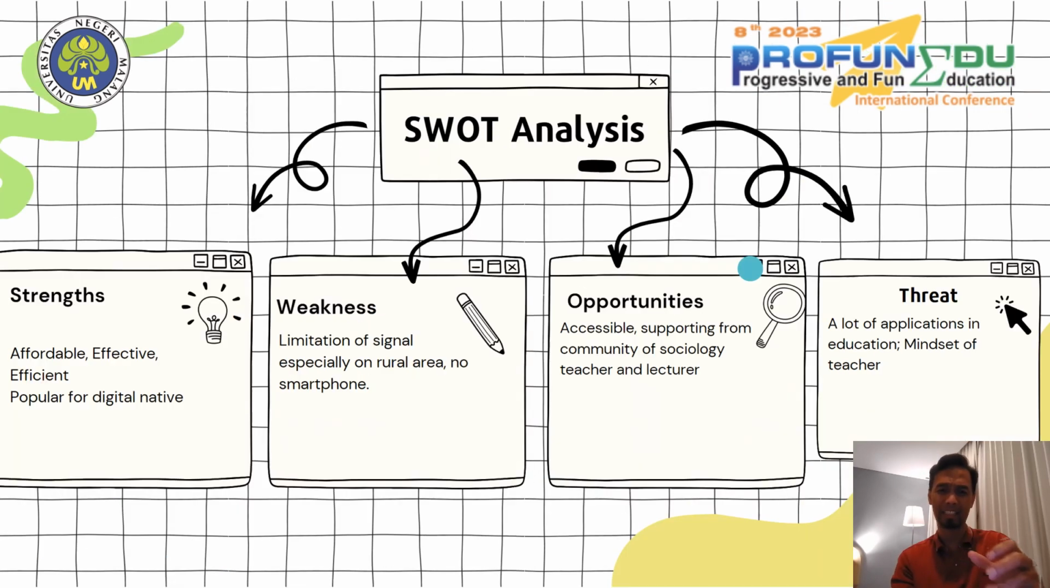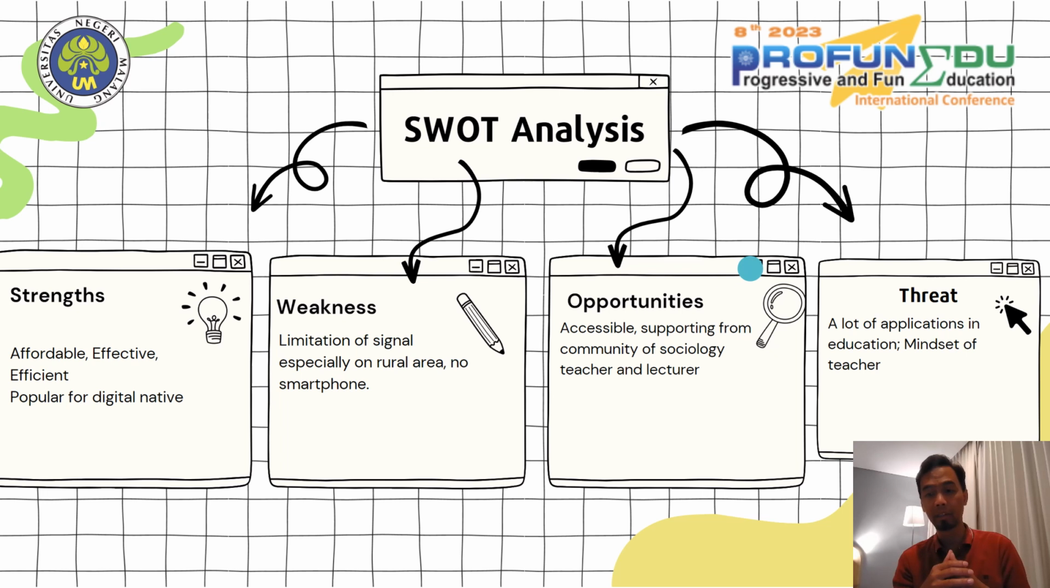And after the needs analysis, the second and third phases are development and design of mobile and integrated media, with the use of SWOT analysis. The first one is strength. When we use integrated media learning, mobile learning and website learning, the strength is that the platform is affordable, effective, efficient, and of course popular for digital natives.